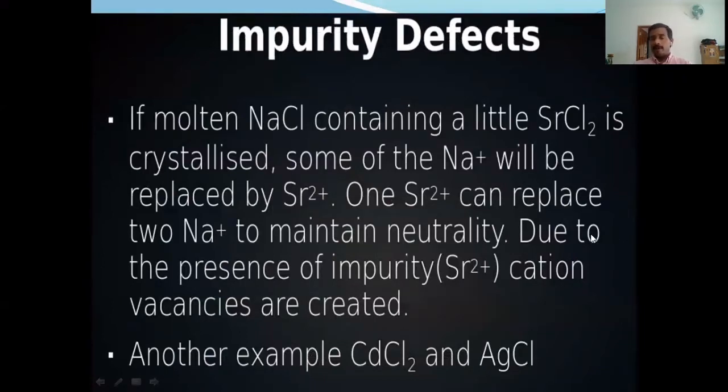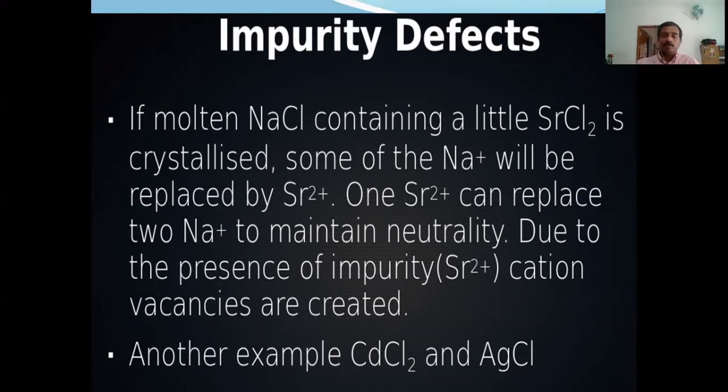Impurity: if a foreign particle is present in the crystal lattice of another compound, we can consider it an impurity. Here it is explained with an example, the sodium chloride crystal. In molten sodium chloride, if you mix strontium chloride, some of the Na+ will be replaced by Sr2+, the strontium ion. But sodium has one positive charge, while strontium has two positive charges. So one Sr2+ can replace two Na+ to maintain neutrality.